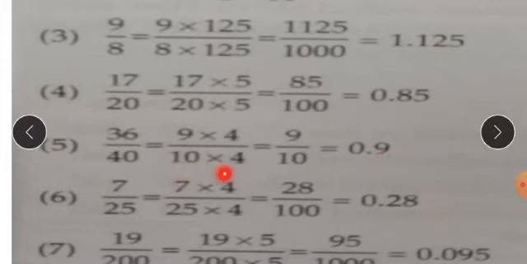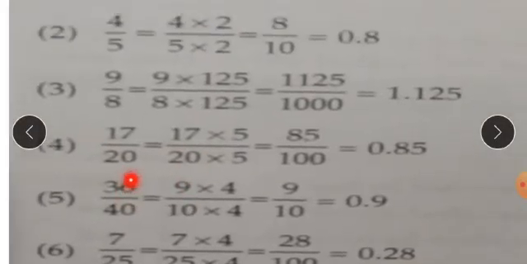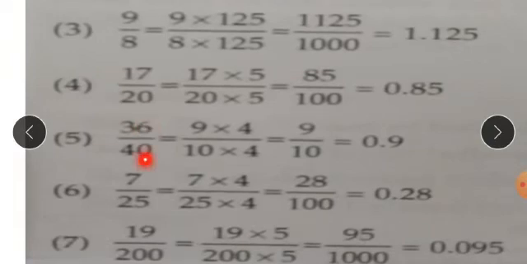How will you get the answer as 40? Because both these are even numbers, they have found their common factor and they have multiplied by 9 and 10. Therefore 4 nines are 36 and 4 tens are 40. Now 4 gets cancelled. 9 upon 10 is the answer, which is equal to 0.9.